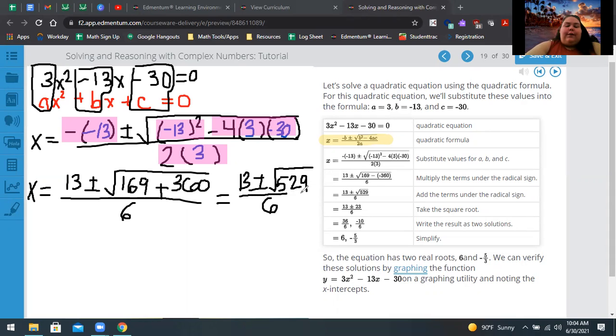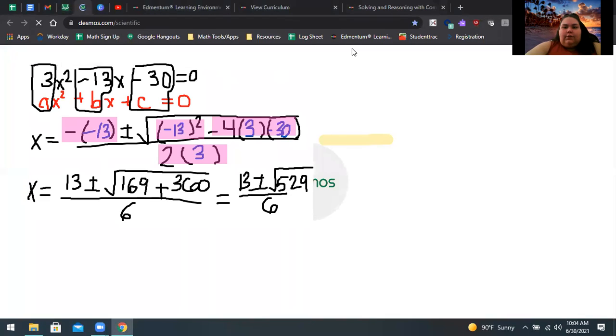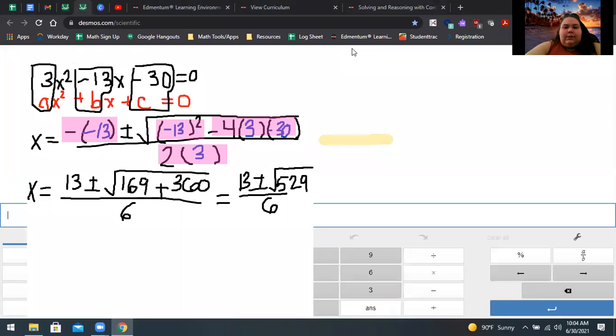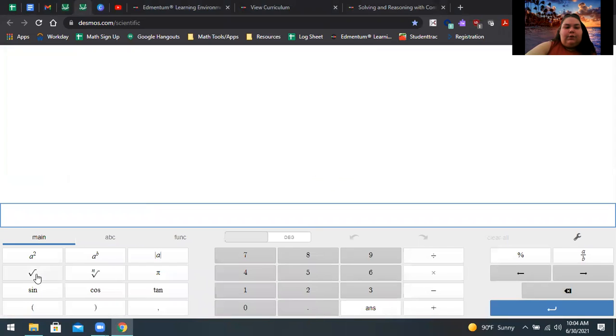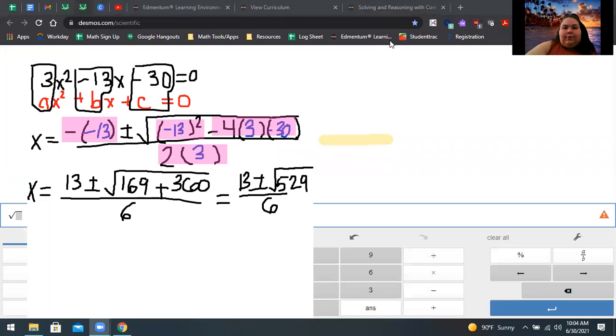Now the square root of 529 is a perfect square root, or we can always double check on our calculator, which for a moment is actually being blocked. Okay, let me remove that. So if I bring out my scientific calculator using Desmos, again, you can type into Google Desmos scientific calculator, and it should be the first link there.